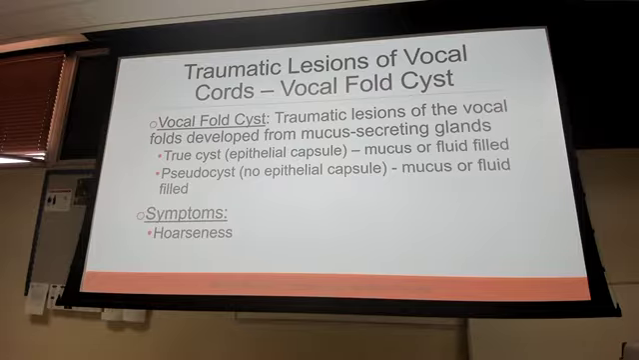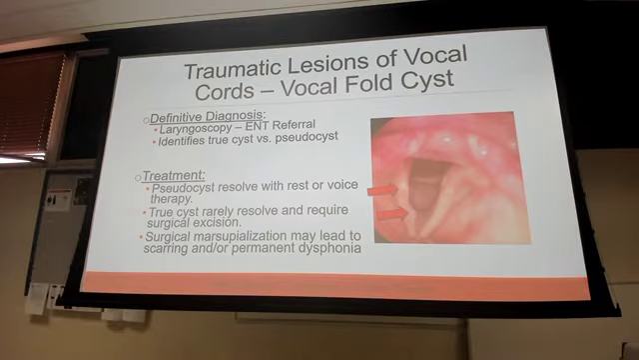Now, vocal fold cyst, this can be unilateral or bilateral. So this is a fluid-filled cyst that develops from mucus secreting glands. True cyst and pseudocyst, the difference is the epithelial capsule. The only way we can know is a laryngoscopy. I know, but that's the only way we really know. Most common symptom is hoarseness, and our definitive diagnosis will be using a laryngoscopy, really just to identify if it's a true cyst or a pseudocyst, which comes into our treatment plan.